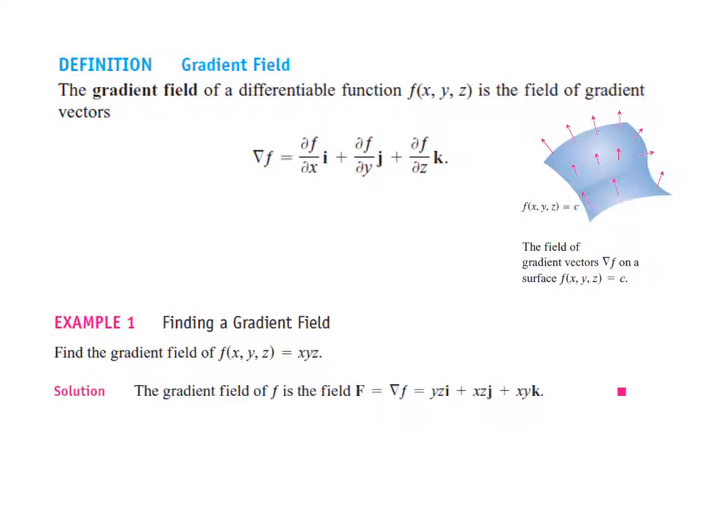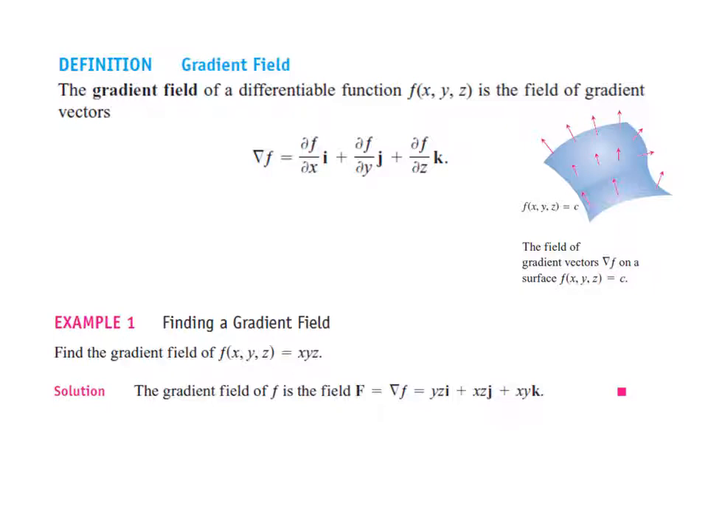Let us move to the concept of gradient field. Let f be a scalar function. The gradient field of a scalar function f is defined by gradient of f is equal to dou f by dou x into i cap plus dou f by dou y into j cap plus dou f by dou z into k cap. Here gradient of f is a vector field where f is a scalar function, and del is equal to dou by dou x into i cap plus dou by dou y into j cap plus dou by dou z into k cap, which is a vector.